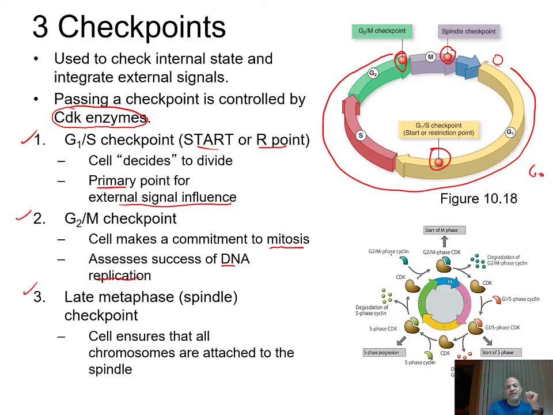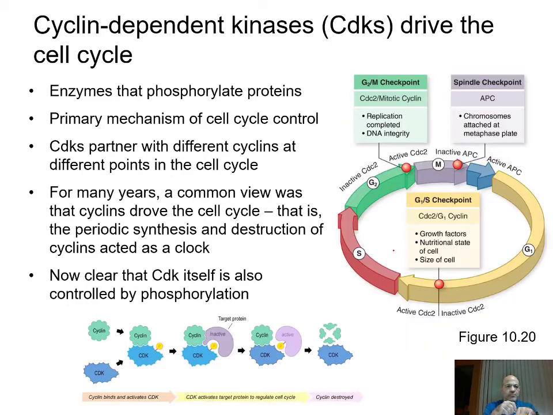And then here we have the late metaphase or the spindle checkpoint. We want to make sure, because you're going to get to that metaphase stage, that all your chromosomes are lined up on that metaphase plate and they're attached to the spindle fibers before you progress. Otherwise, you're going to end up not separating the sister chromatids correctly, and then each cell will not get the right number of chromosomes. So the cyclin-dependent kinases are going to be the ones that drive that cell cycle, right?